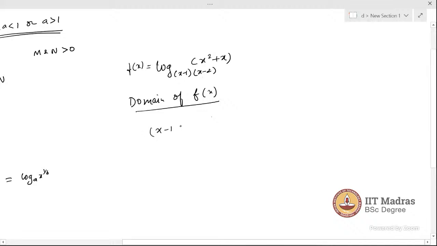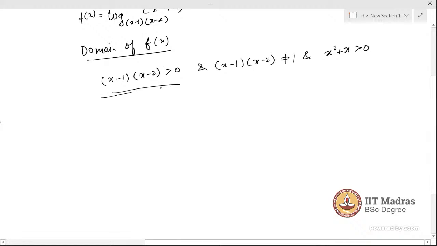So x minus 1 times x minus 2 has to be greater than 0, and x minus 1 times x minus 2 should not be equal to 1, and x square plus x should always be greater than 0. Correct? So now this is the condition given to us here.